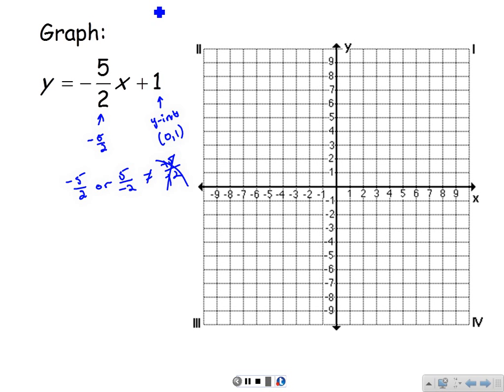So when you plot 1 on your y-axis for your y-intercept, you can either go down 5 from the point that we just plotted, 1, 2, 3, 4, 5, and to the right 1, or you can go up 5, 1, 2, 3, 4, 5, and back 1. But the negative can either go with the top or the bottom. So just remember that, because if you go with both, it's going to be wrong.